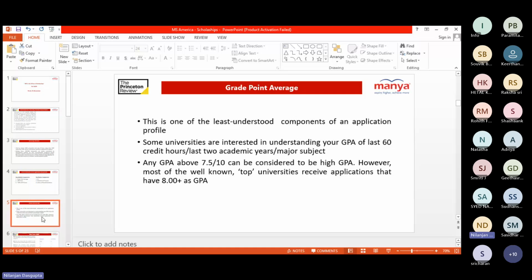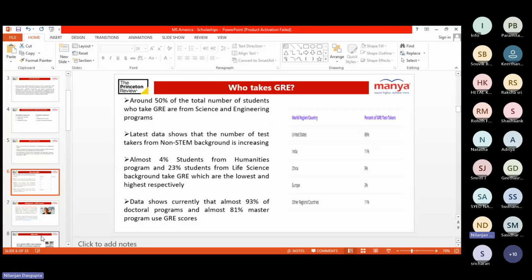Next is GRE. Now, GRE for most of you is important. In fact, for all of you it is basically important. Maybe you can see some universities do not want GRE or have kept GRE as an option, but it is always advisable that you write GRE, get a good score, and be eligible for all kinds of universities.